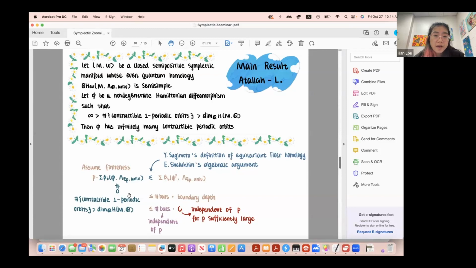And for the left-hand side, by the condition that the number of the contractible one-periodic orbits is greater than the dimension of the singular homology, we know the sum of the bar lengths is non-zero. Now the left-hand side depends on p, and the right-hand side is independent of p. We get a contradiction. Then we can say there have to be infinitely many contractible periodic orbits. Now the key part is to show this upper bound of the boundary depth is independent of p for p sufficiently large.